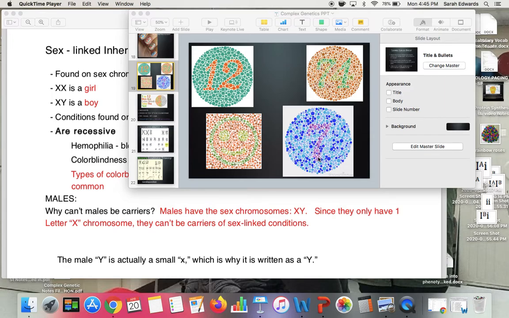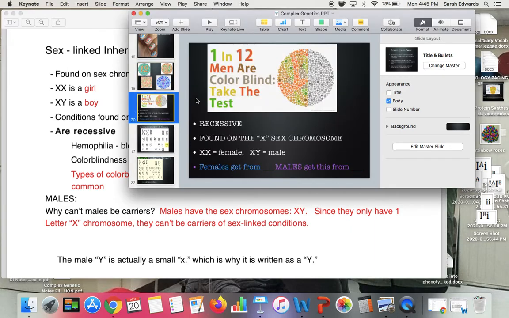So color blindness is inherited through sex-linked traits. Well, first of all, color blindness is a recessive trait. So that means it is which allele, the dominant, the capital, or the recessive, the lowercase? It's a lowercase allele, which is going to be mutated.